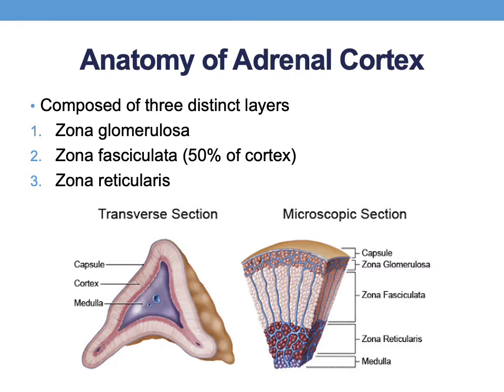Anatomy of the adrenal cortex. The cortex is composed of three distinct layers. The most superficial layer, or the outermost layer, is the zona glomerulosa. The middle layer is the zona fasciculata, and it makes up about 50% of the cortex. So if you can remember, there's a lot of the zona fasciculata. Then the zona reticularis is the deepest layer of the cortex.